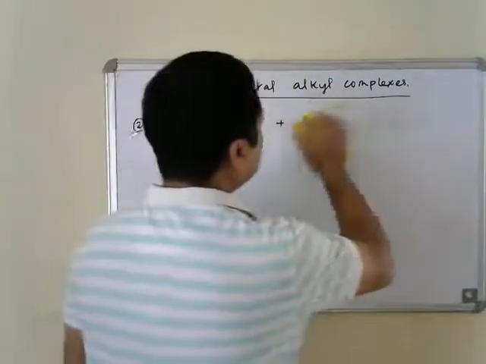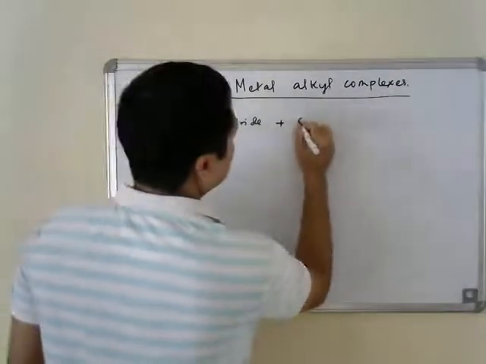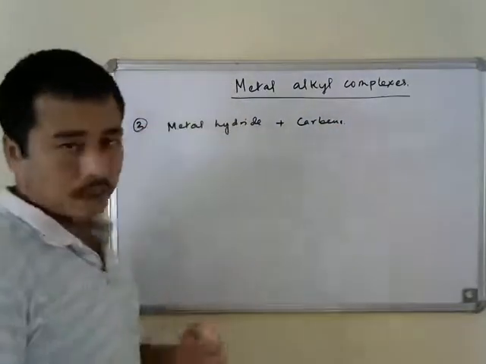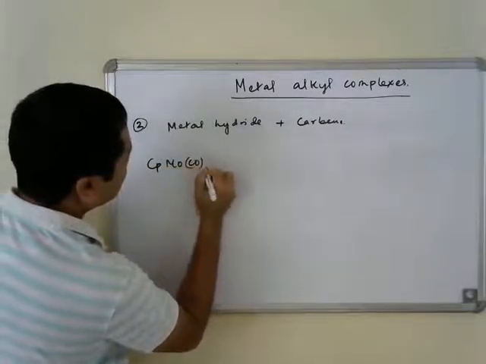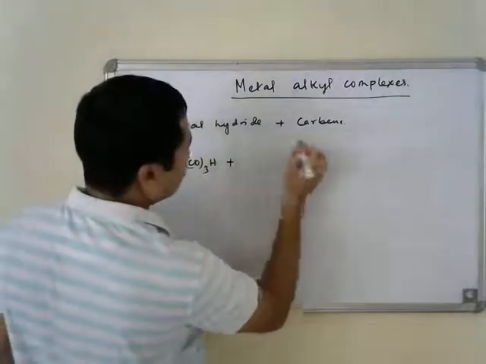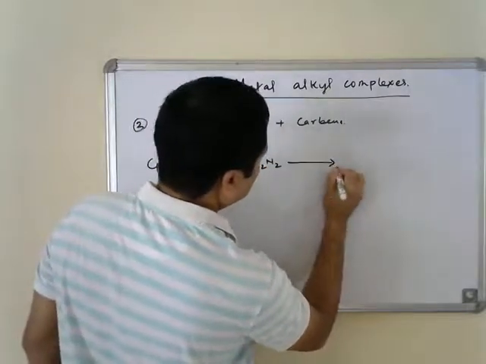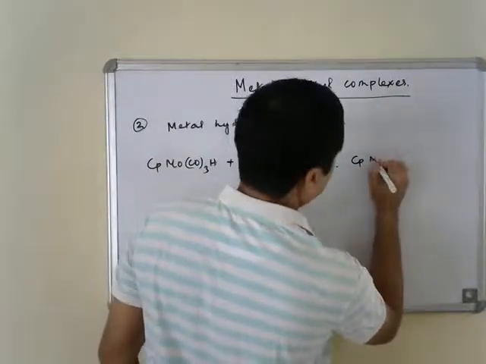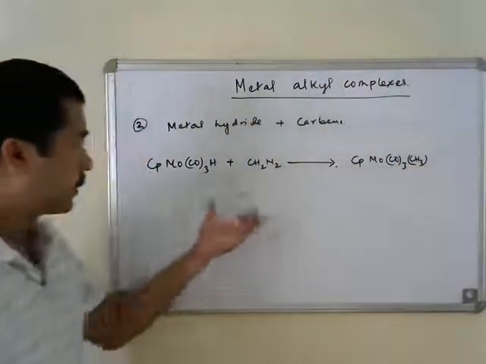So one can also do reaction of metal hydrides with carbenes to prepare metal alkyls. We'll see one example where a molybdenum hydride complex upon reaction with carbene, that is say diazomethane here, will give us a metal alkyl complex in a very straightforward way, in this way.